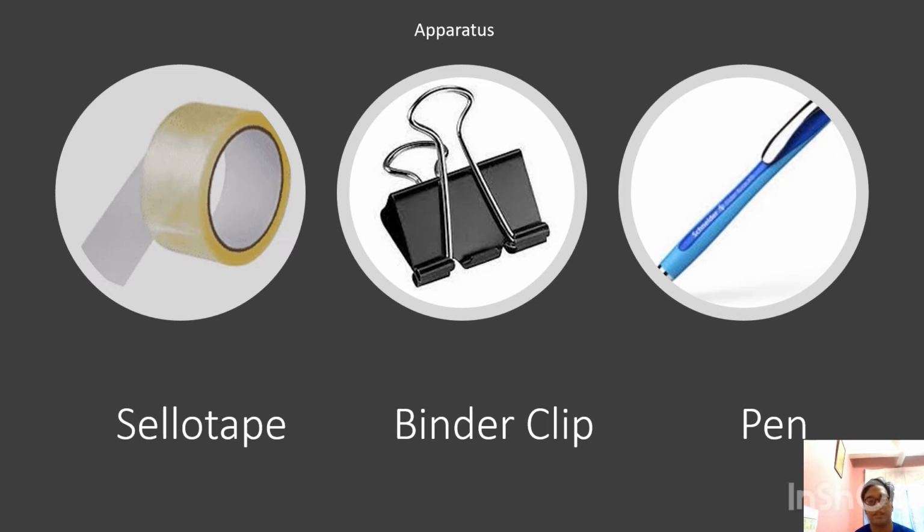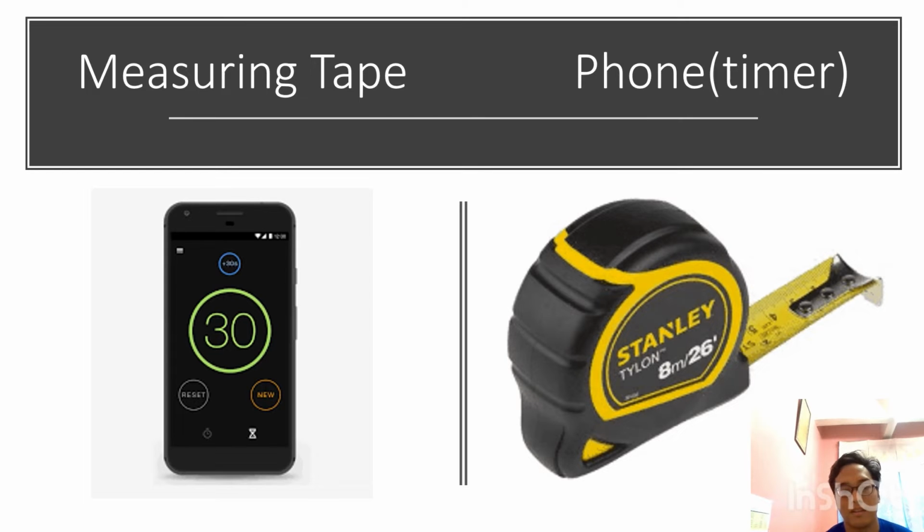The apparatus in this experiment are sellotape, binder clip, pen, smartphone, and measuring tape. The pen we use to hold the binder clip, while the binder clip is used as the load in this experiment. The next one, the timer application is used in the smartphone, and also the measuring tape, we use 100 cm of length for the height.